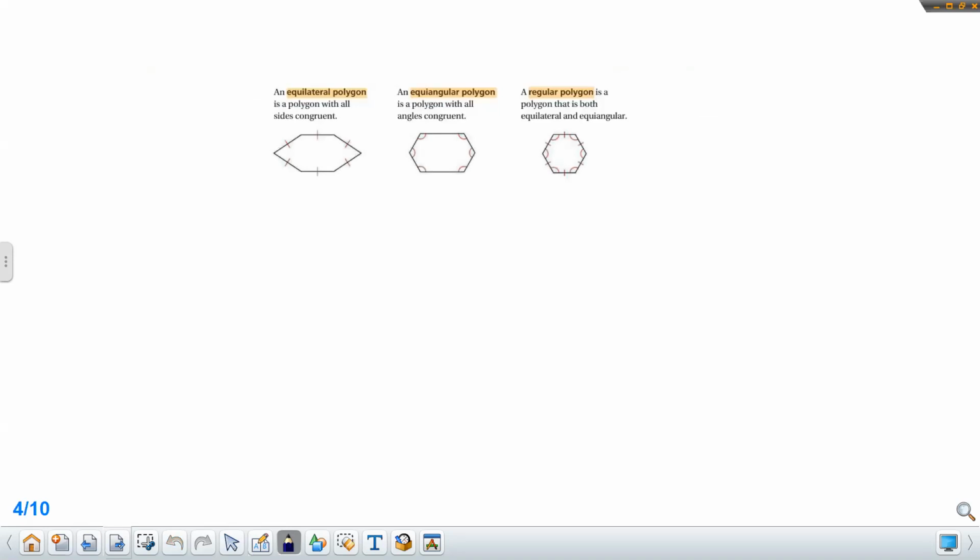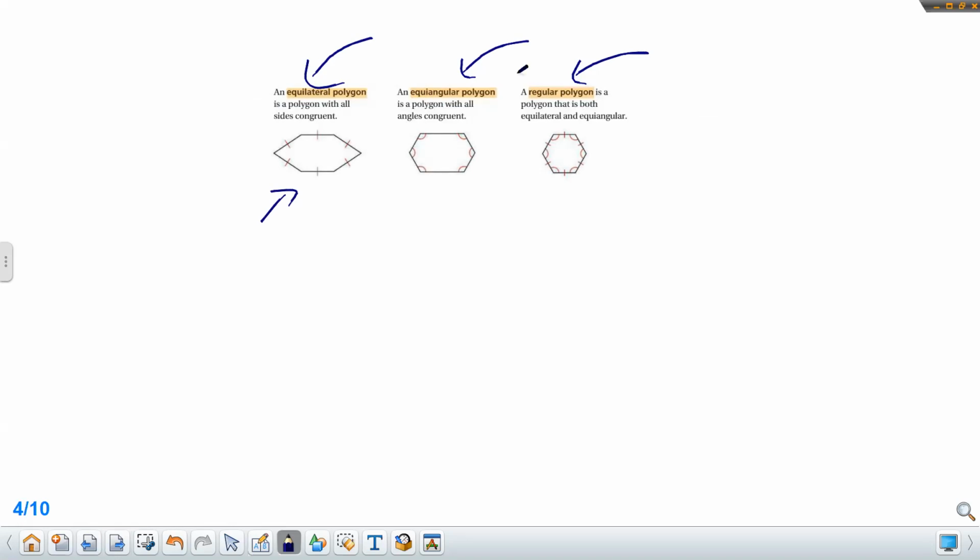And you have three special cases of polygon: equilateral polygon, equiangular polygon, and regular polygon. Equilateral polygon means a polygon with all sides congruent, like a square, like an equilateral triangle, and so on. But what about equiangular polygon? Equiangular polygon is a polygon whose angles are all congruent, like a rectangle, for example.